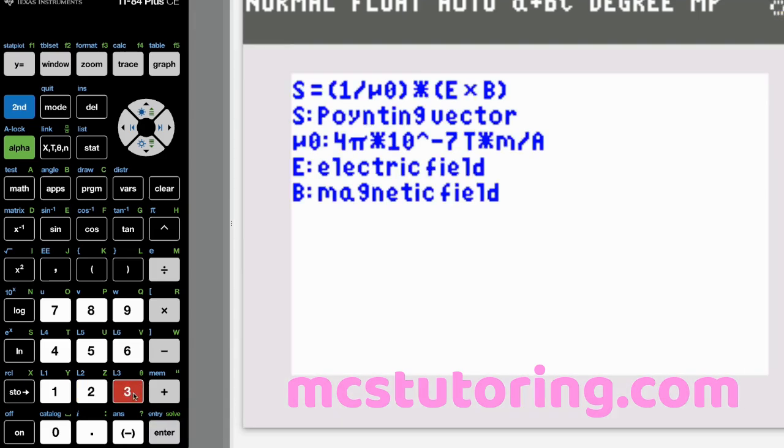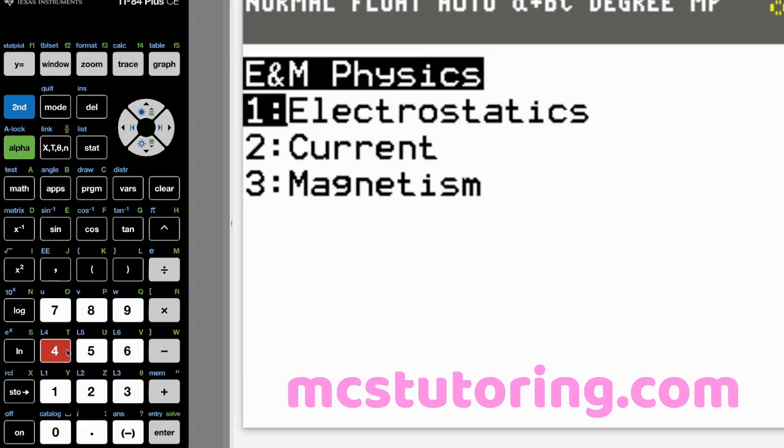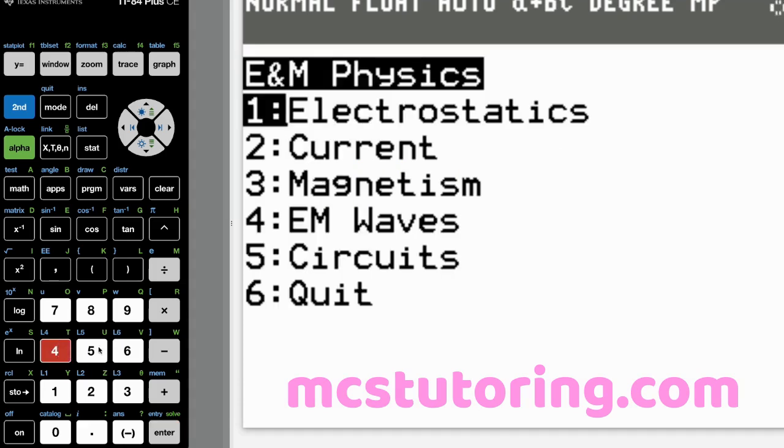So we're going on to the Poynting vector. We have S equals 1 divided by mu sub 0 times E times B, where S is the Poynting vector, mu sub 0, again, that constant, E is electric field, and then B is magnetic field. And we're going to go back here, and then we're going to go to circuits.